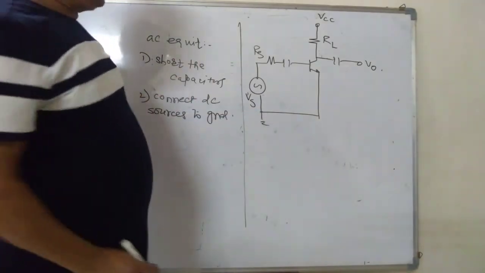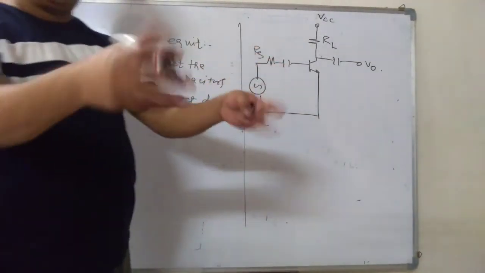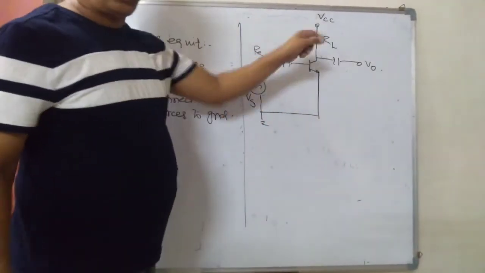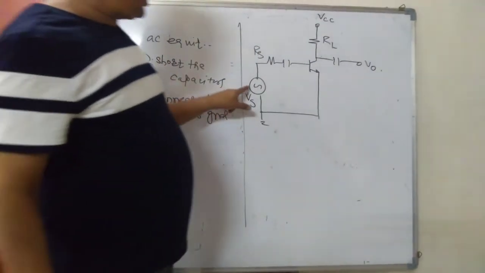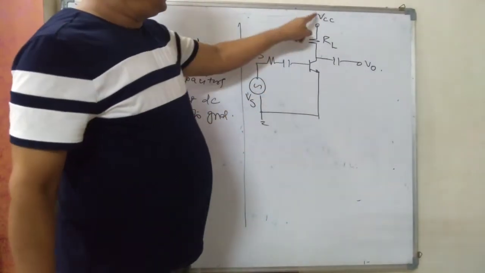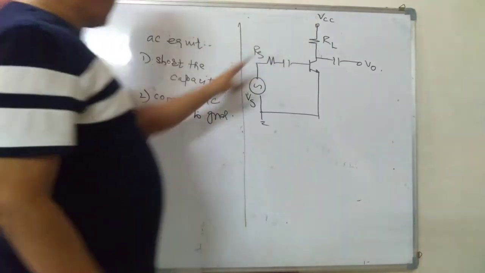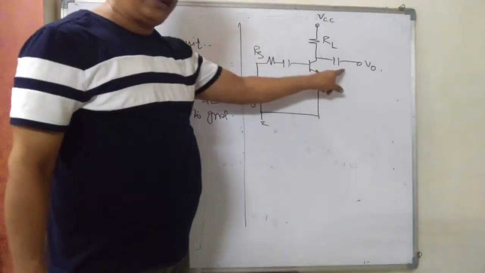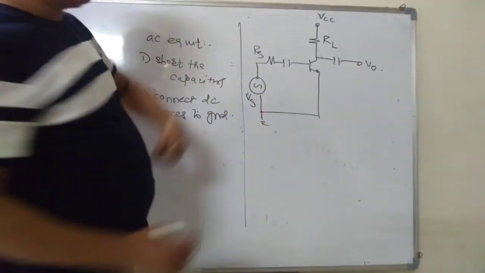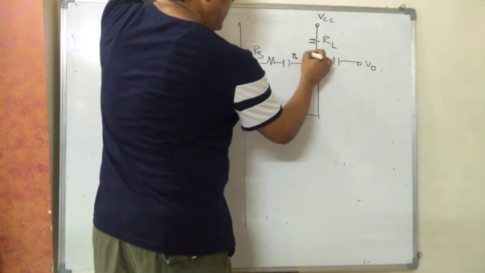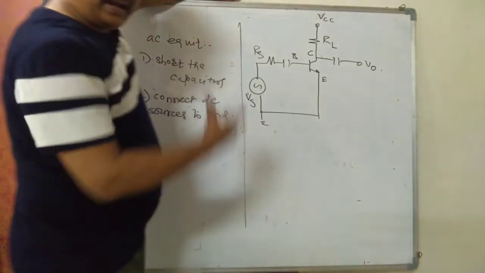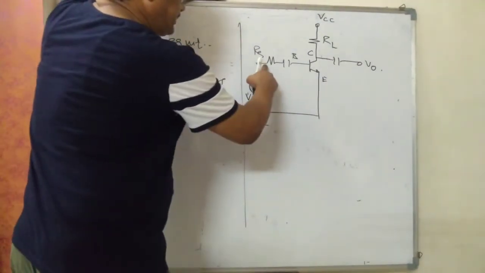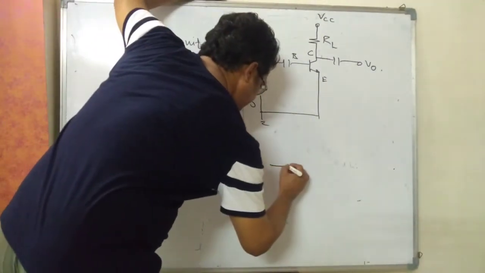This is the figure, and for this figure you have to calculate AI, RI, AV, RO, but first you have to draw the AC equivalent. This is the AC sine wave. This is the DC voltage, VCC. You have to connect it to ground, and you have to short the capacitors. This is a capacitor, this is a capacitor. Now, how to draw the AC equivalent? This is base, this is collector, this is emitter. I am drawing the AC equivalent: resistor, capacitor shorted.